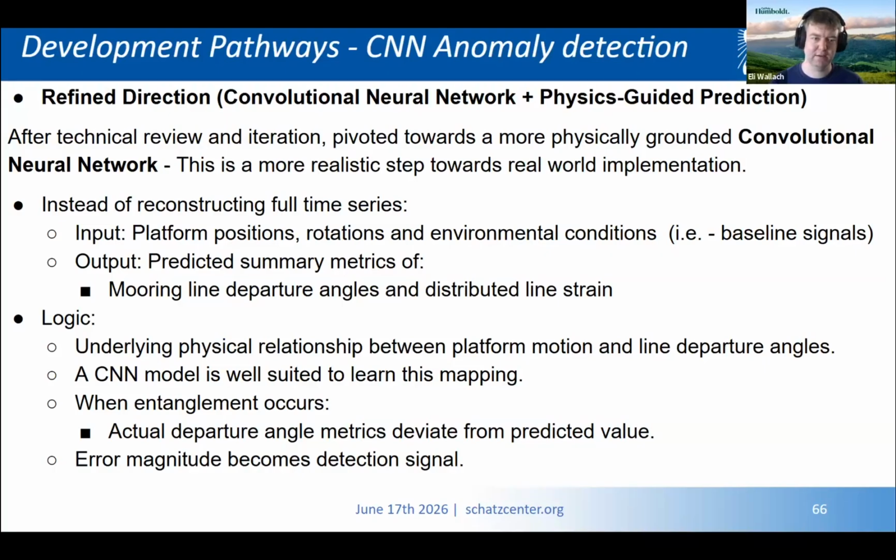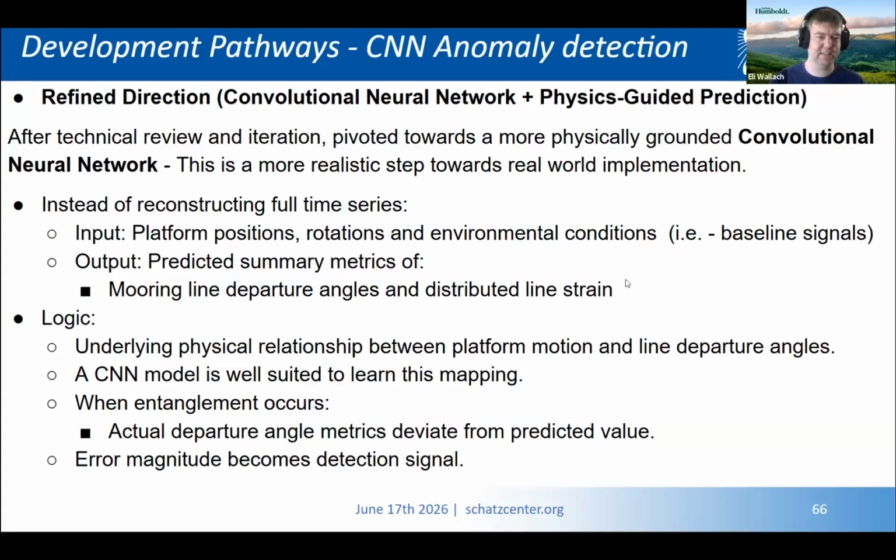CNNs are commonly used for image classification and time series analysis and are well suited for this type of data. We can also see some of the same core concepts present in the autoencoder approach, such as looking at the difference between the actual value of the summary metric from simulation versus the predicted value from the neural network. If there's a significant error in the neural network estimated values, it's likely that it is looking at an anomaly case and something not present in the training set has occurred, such as an entanglement.